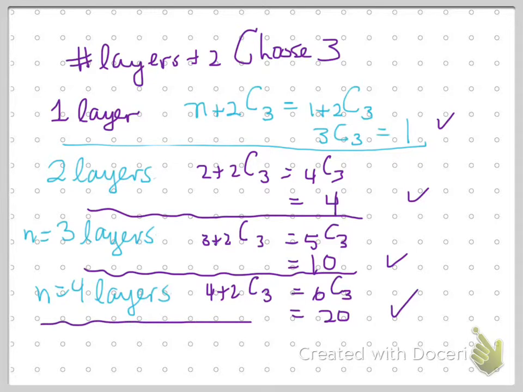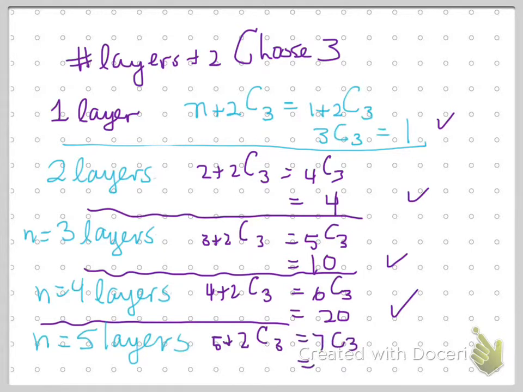Let's just double check and see what it works out to for n equal to 5 layers. At n equal to 5 layers, we're going to have 5 plus 2, 2 more, choose 3. And 5 plus 2 choose 3 works out to be 7 choose 3, and 7 choose 3 works out to be a value of 35. Wow, we're on to something here. Bingo. I think we've got it.